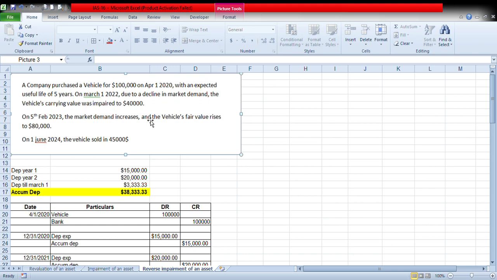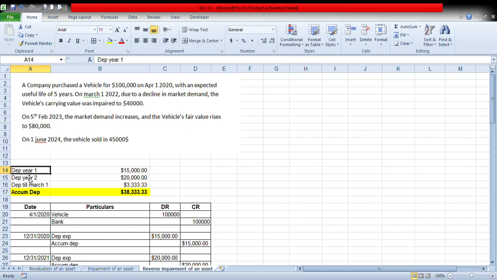A company purchased a vehicle for $100,000 on April 1st with an expected useful life of 5 years. On March 1st 2022, due to a decline in market demand, the vehicle's carrying value was impaired to 4,000. First of all, we need to test whether the asset is impaired or not, right? On 5th of Feb, the market demand increases and the vehicle's fair value rises to 80,000. I will come to that later. First of all, we need to record the transactions.